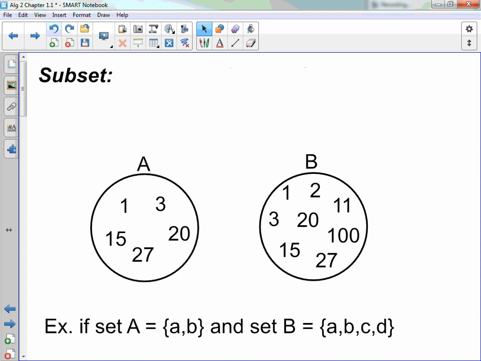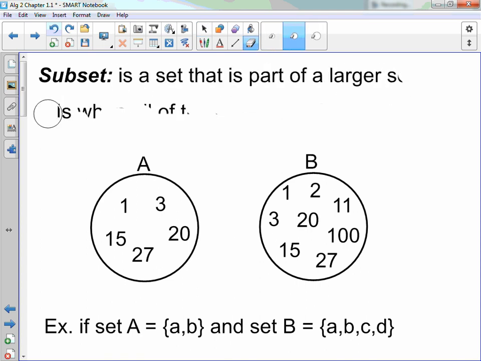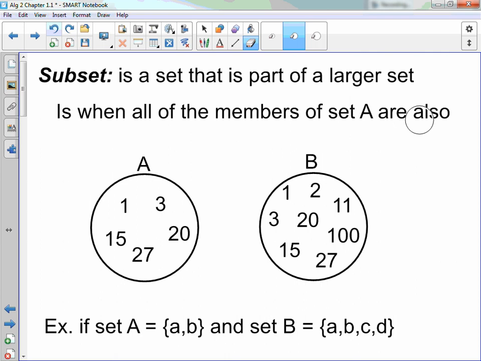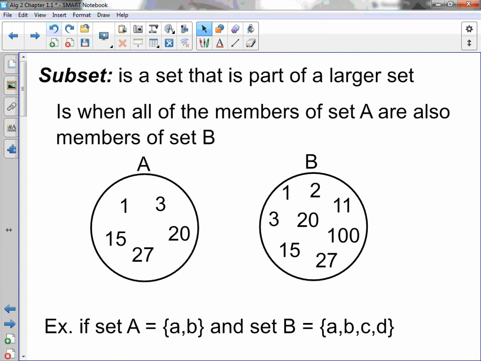Now with sets, we also have subsets. A subset is a set of a larger part. And really the main thing about subsets is everything that's in a subset is also in the set. It's when all of the members of set A are also in set B. So we could say A is a subset of B because everything in A is contained in B. But we can't say that B is a subset of A because what?